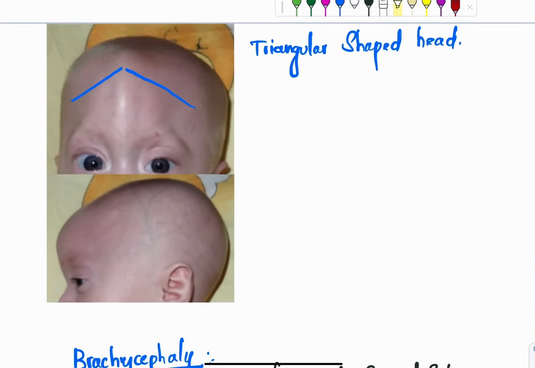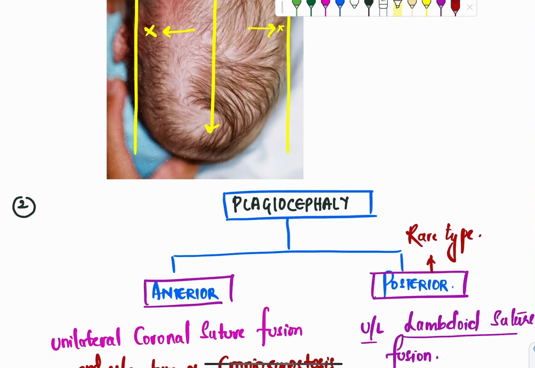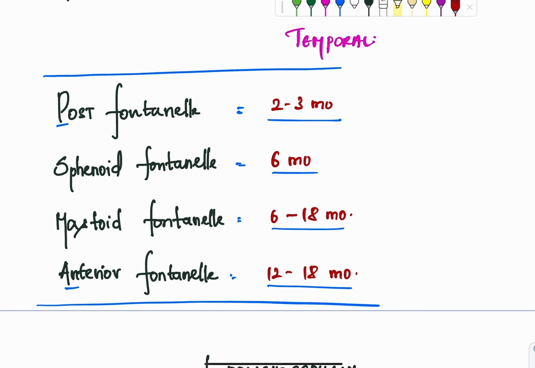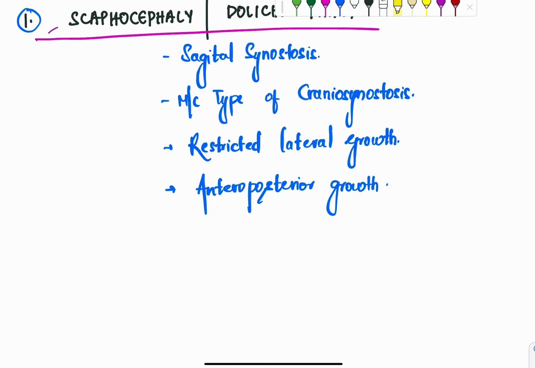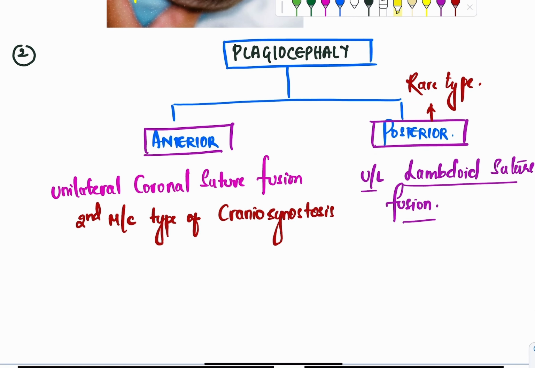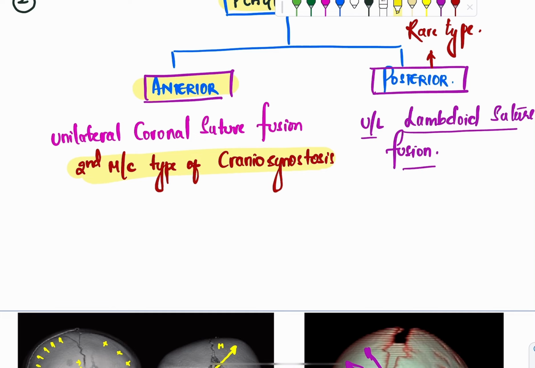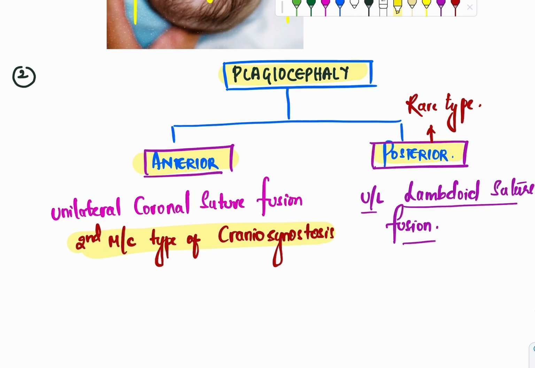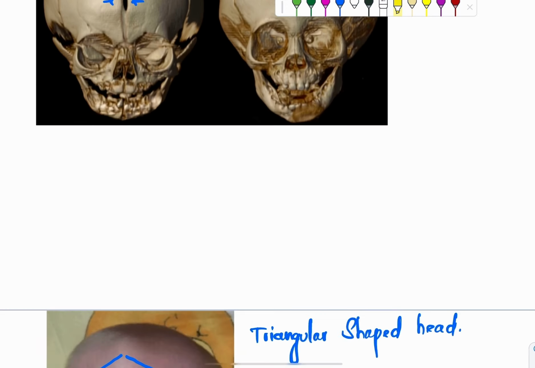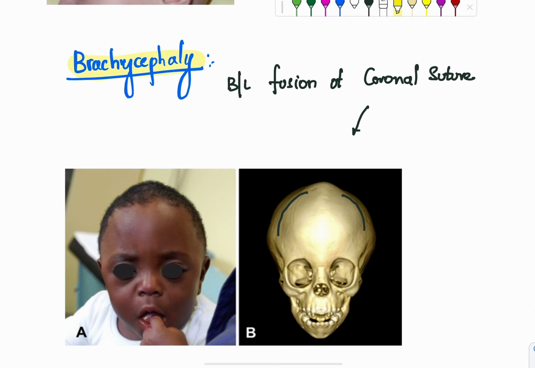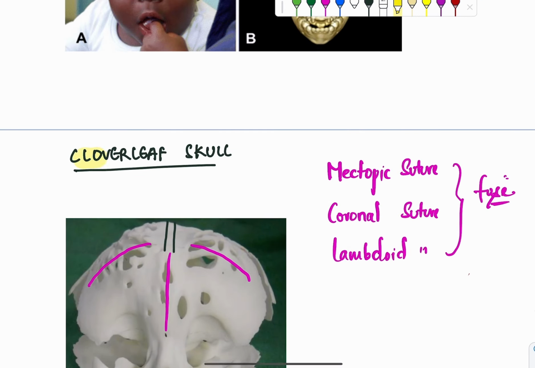Okay, so what are the skulls we just discussed, guys? We have scaphocephaly or dolichocephaly, which is the most common type. Remember this, the most common type. The second most common type is anterior plagiocephaly. The rare type is the posterior one, right? After that we have trigonocephaly. Then we come across brachycephaly and finally cloverleaf. What is this? Cloverleaf skull.